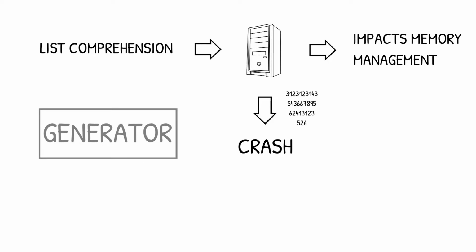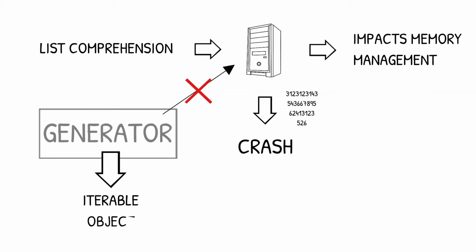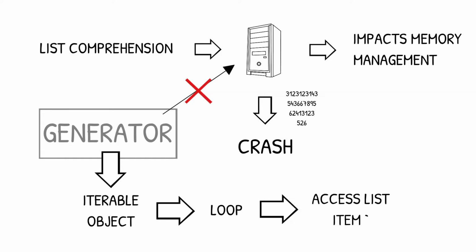I will explain about Python generators in a separate video, but for now just know that the generator does not create the entire list in the memory, but instead, it generates an iterable object. Later we can loop through this object in order to access the list items. In this way, without storing the entire list in memory, the generator can produce the values when requested. This will have a lesser footprint on the memory.